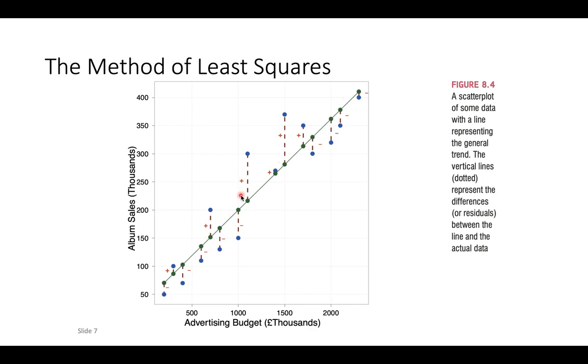And then we could take this green line and plug in any value along our x-axis, which is our predictor, advertising budget. And this is in thousands of pounds, not dollars, for this example. So we could say if we spent 2,000 thousand pounds, so 2 million pounds, on advertising, we should expect about 60,000 album sales.